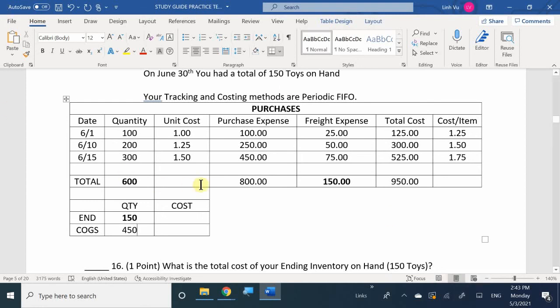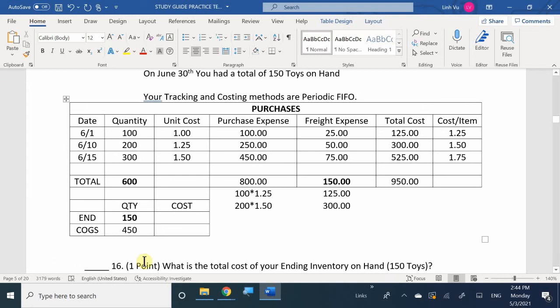So once again, if I have 150 items left, how many items did I sell? 450. Okay. So this time, because we're using FIFO, which batch am I going to be taking out from first? First one, which was the 100 times $1.25, which gives you 125. That's our first 100. What's the next one? The second batch. Are we going to take all of it or some of it? All of it. So the 200 is going to cost me a total of 300.